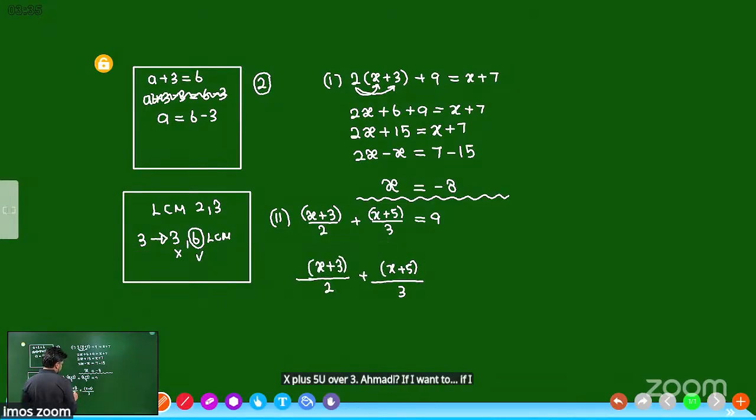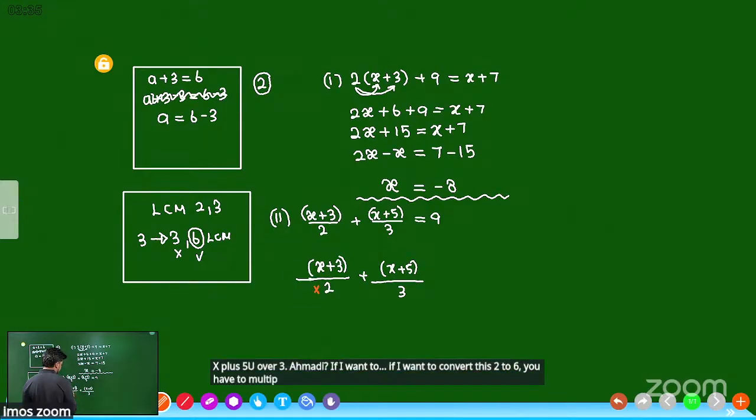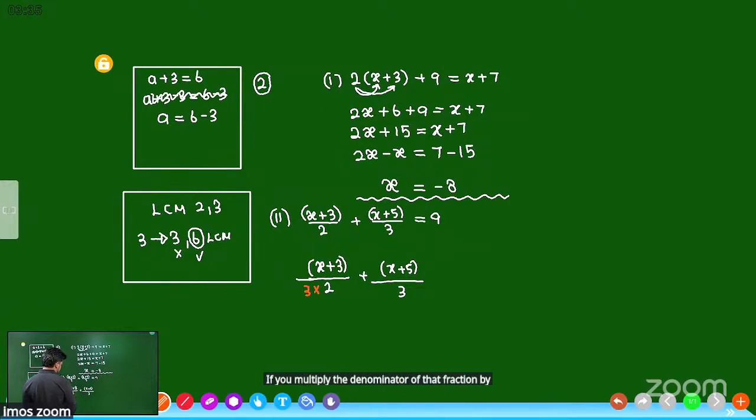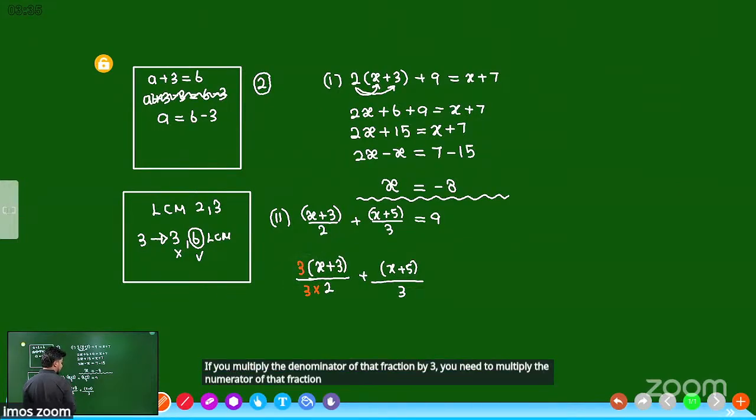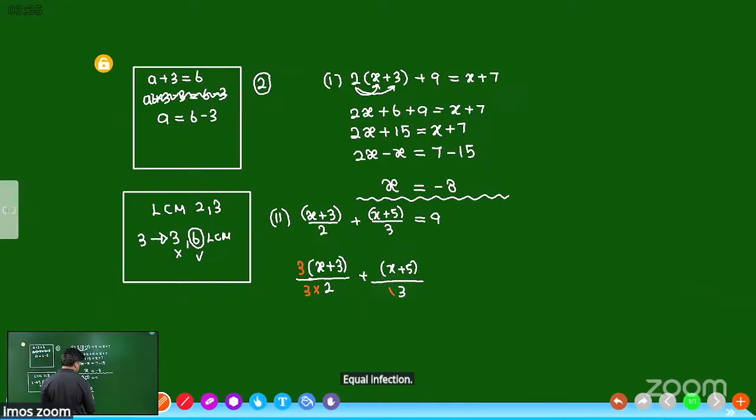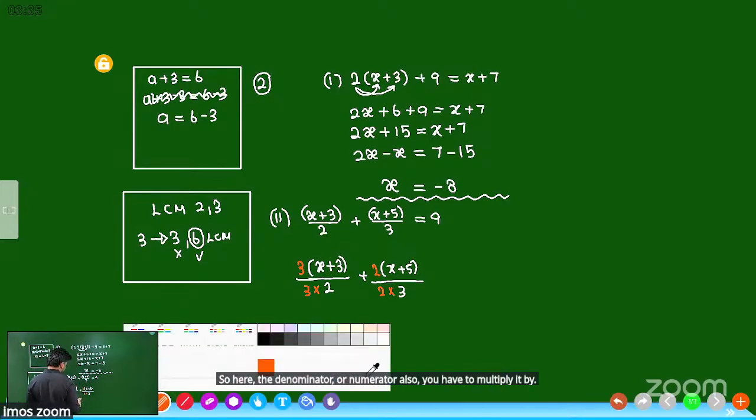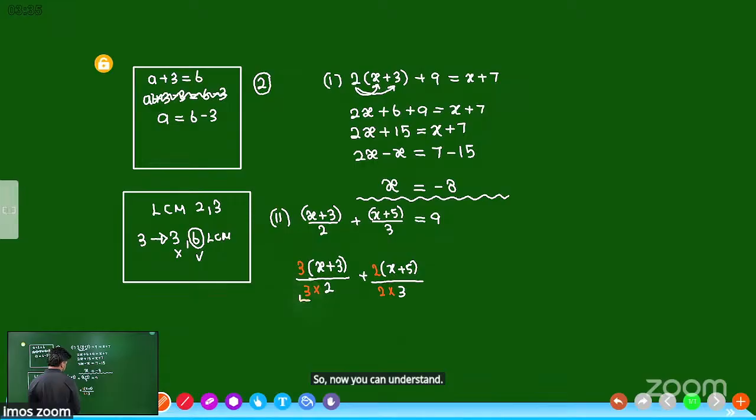If I want to convert this 2 to 6, you have to multiply that 2 by 3. If you multiply the denominator of that fraction by 3, you need to multiply the numerator of that fraction by 3 as well in order to have the equivalent fraction. The other one, 3 to 6, you have to multiply by 2. So here the denominator and the numerator also you have to multiply by 2. So now you can understand, its denominator is 6, right? The denominator of this also is 6, right?